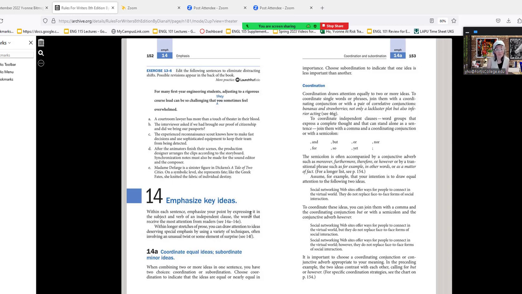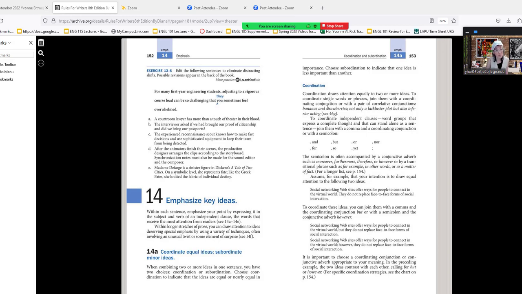So when combining two, this is called a compound sentence. So coordinate equal ideas. When combining two or more ideas in one sentence, you have two choices. Either you can do coordinating conjunctions or subordinating conjunctions. Choose coordinating conjunctions to indicate that the ideas are equal or nearly equal in importance. Choose subordinating conjunctions to indicate that one idea is less important than another. Coordination draws attention equally to two or more ideas.